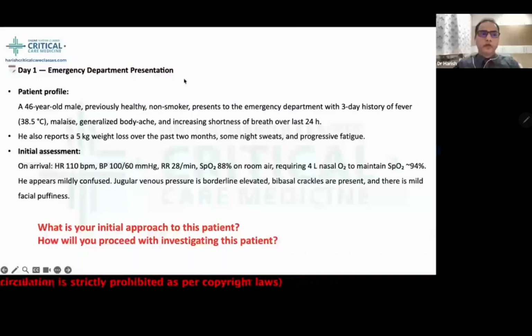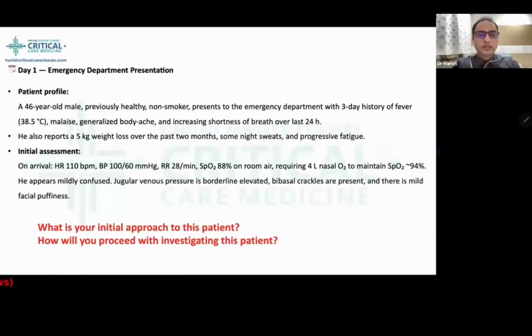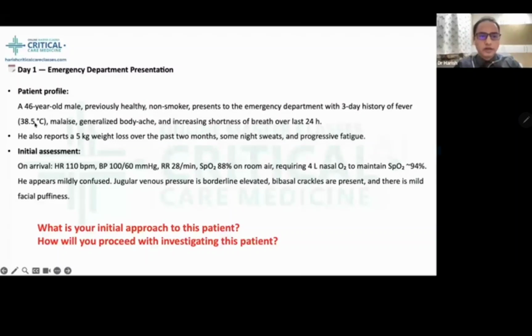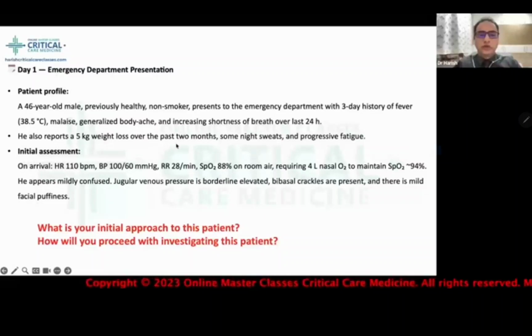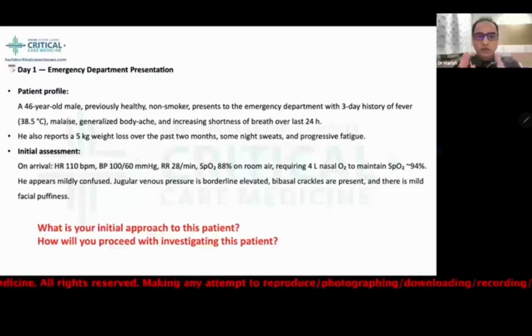So in the emergency department, a 46-year-old male, previously healthy, non-smoker, presents with a 3-day history of fever, around 38.5 degrees Celsius on arrival. He had malaise, generalized body ache, and increasing shortness of breath over the last 24 hours. He also reports a weight loss of 5 kg over the past 2 months, with some vague night sweating and progressive fatigue. So a middle-aged male who presented with a fever prodrome, a short history of breathing difficulty, and weight loss.